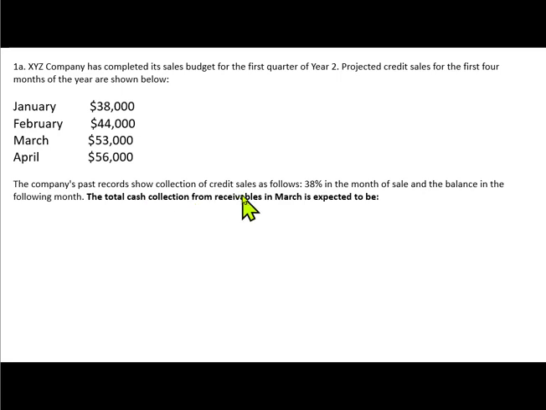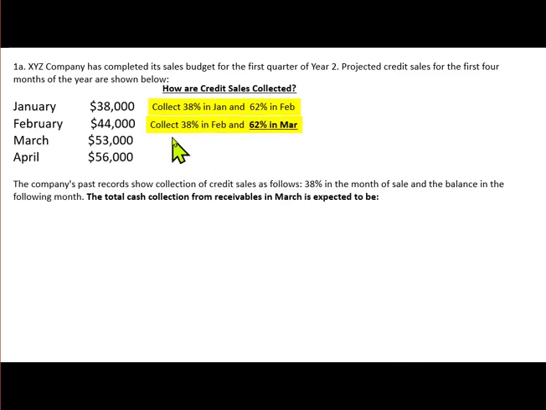Well, I'm going to work the whole problem out for every month and show you how this setup should work, and then we'll get down to the question they want answered, which is what's going to be collectible, or what we should receive, in March. So how are credit sales collected? For January, 38% in January and 62% in February. For February, collect 38% in February and 62% in March. For March, collect 38% in March and 62% in April. And for April, collect 38% in April and 62% in May.